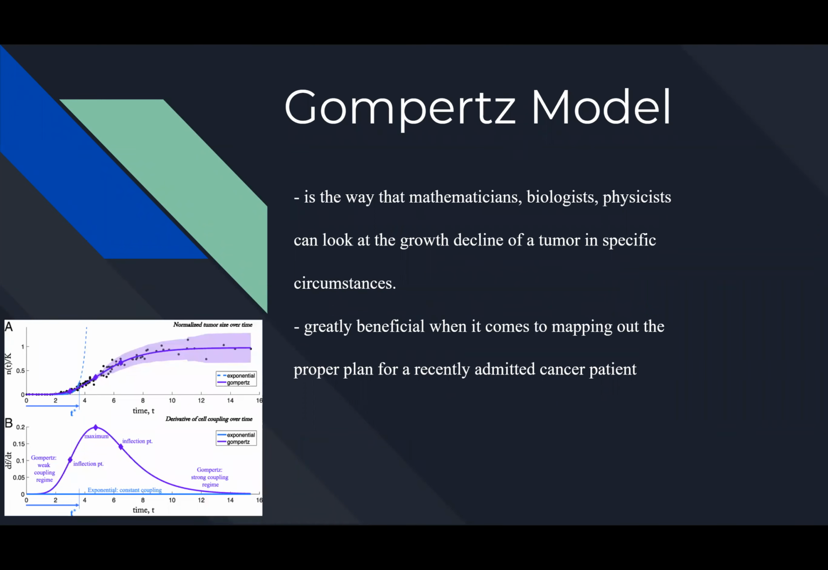The Gompertz model. This is the way that different types of biologists, physicists, and scientists can look at the growth and decline of a tumor in very specific circumstances, mostly on a per patient basis. It's greatly beneficial when it comes to mapping out a treatment plan for that patient.